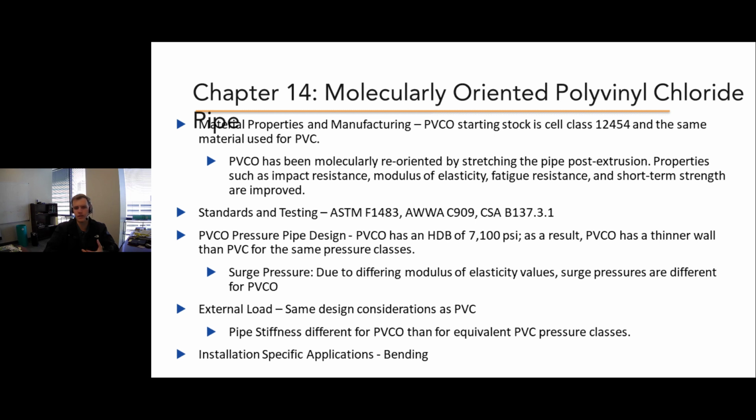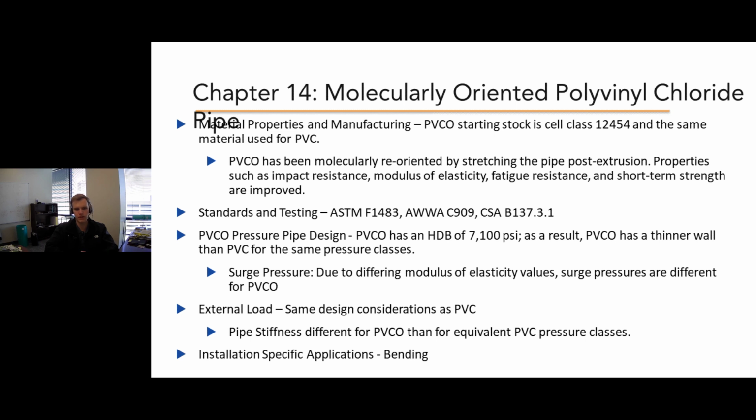For pressure design, because PVCO has an HDB of 7100 psi, you can get a thinner wall, or you can have PVCO at the same pressure class as PVC, but with a thinner wall. That is functionally what that means. But there is one key difference when you're designing for pressure applications, which is that PVCO has a modulus of elasticity of 500,000 versus PVC having a modulus of 400,000. So the surge pressures are going to be different for PVC and PVCO for the same change in velocities, and that's definitely something to consider. We do have a table and formulas for that in Chapter 14 of the handbook.